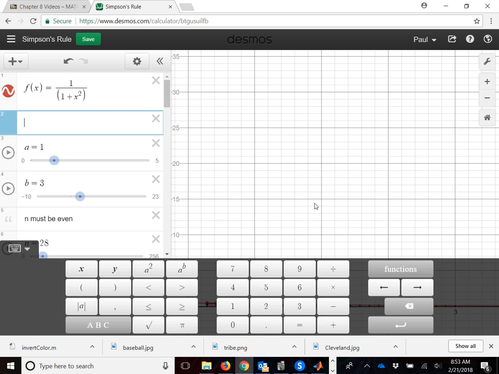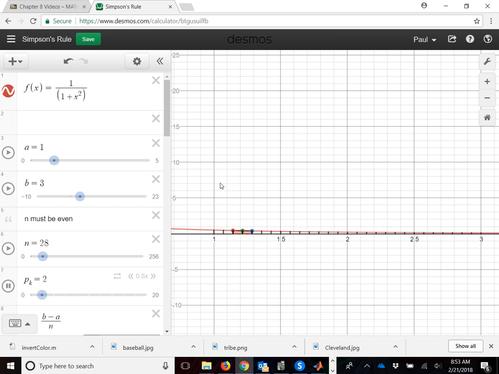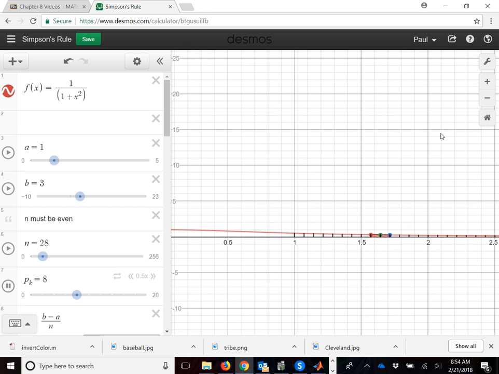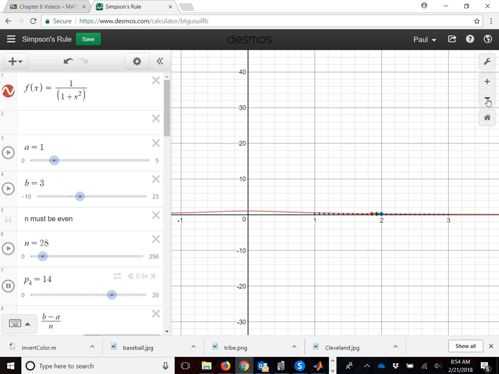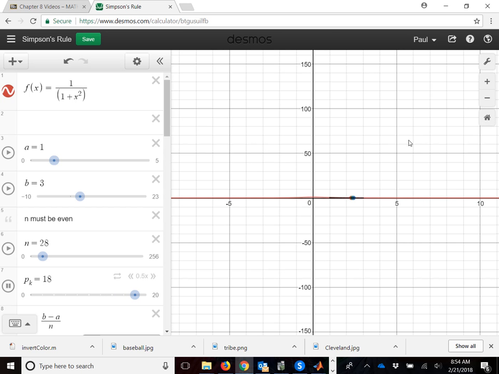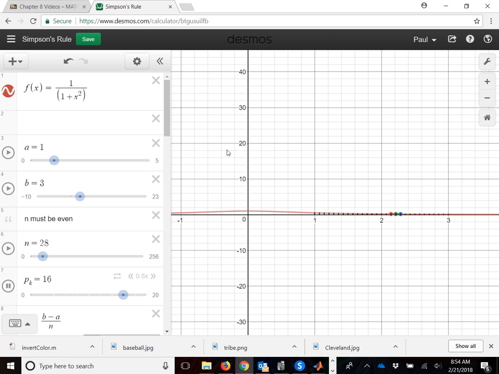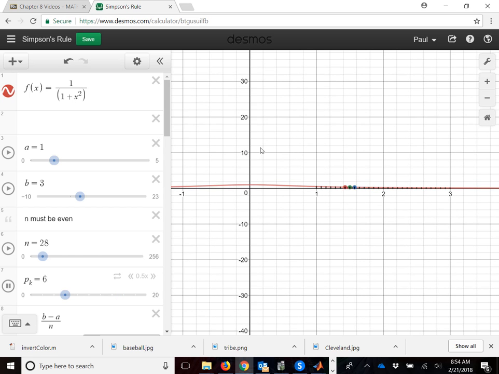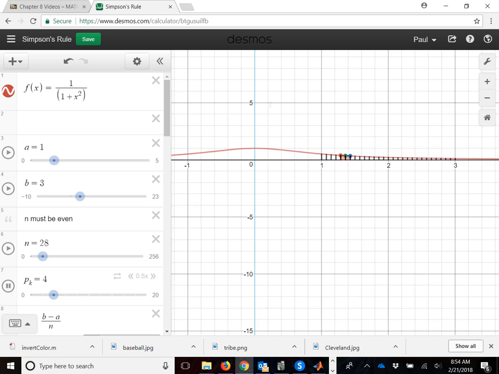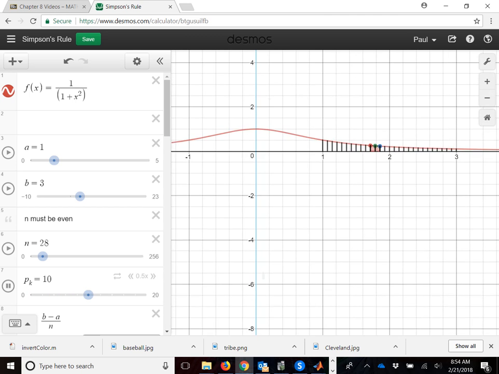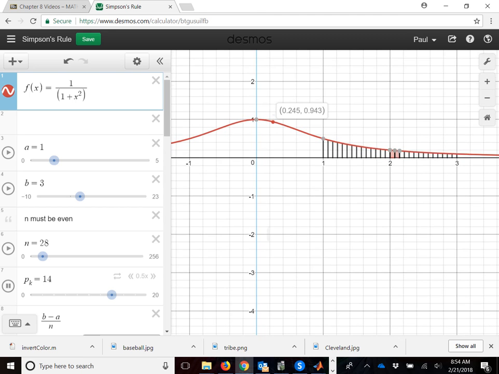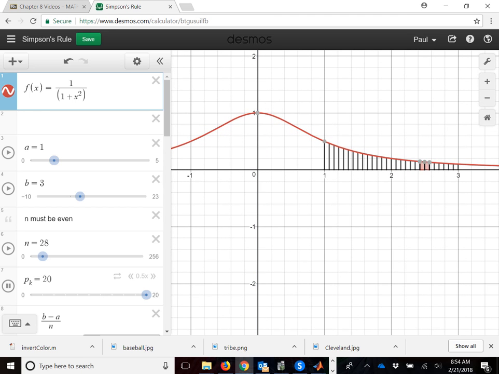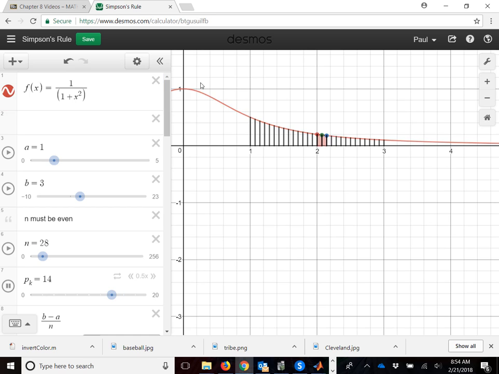Where's my function? Well, I guess you just can't see it. There it is. Okay, so 1 over 1 plus x squared. That's zoomed out too much. Well, that's because these are kind of like 50. We don't want it that way. Got to figure out how to stretch that a little better. Good thing I have a touch screen. There we go. Okay, and now we're going to change A and B.